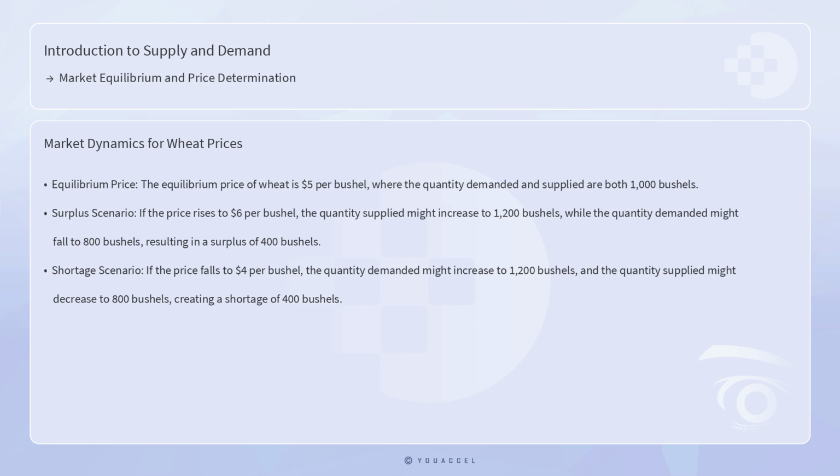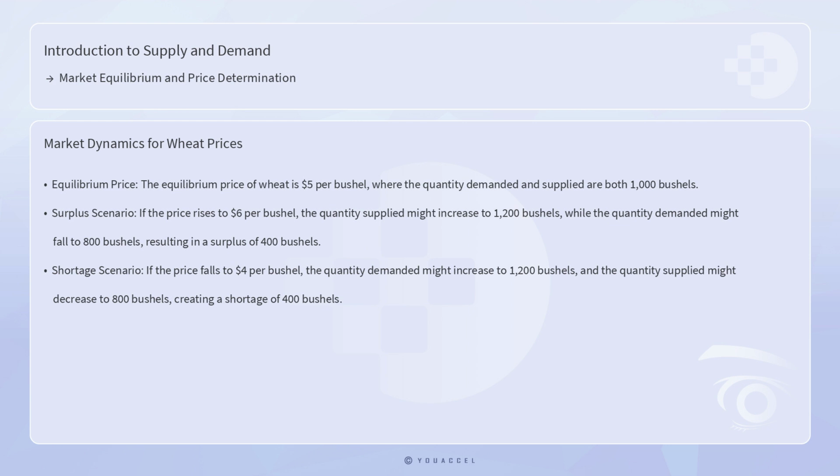To illustrate these concepts, consider the market for wheat. Suppose the equilibrium price of wheat is $5 per bushel, where the quantity demanded and supplied are both 1,000 bushels. If the price rises to $6 per bushel, the quantity supplied might increase to 1,200 bushels, while the quantity demanded might fall to 800 bushels, resulting in a surplus of 400 bushels. Producers, unable to sell all their wheat at this higher price, will reduce prices to clear the surplus, driving the price back toward $5 per bushel.